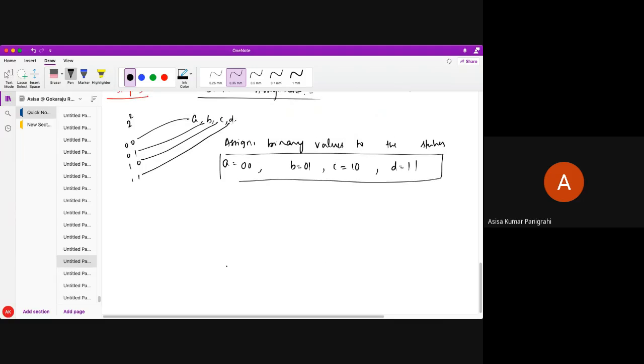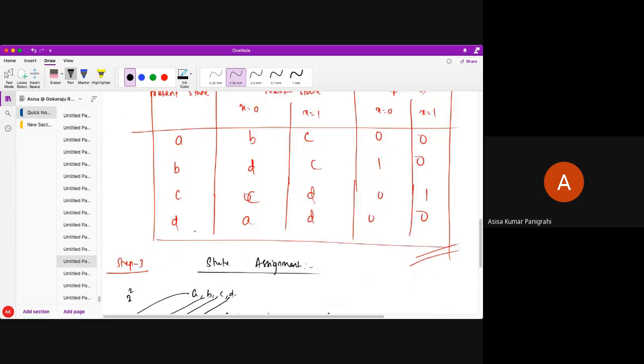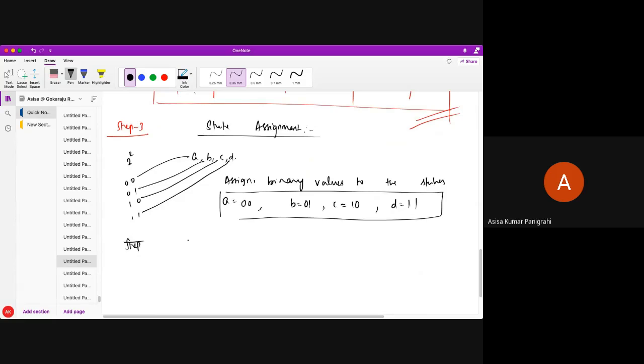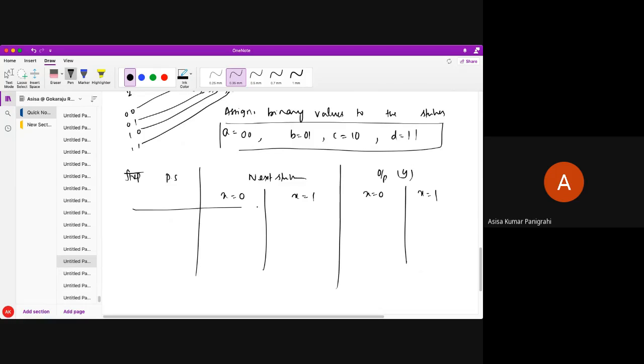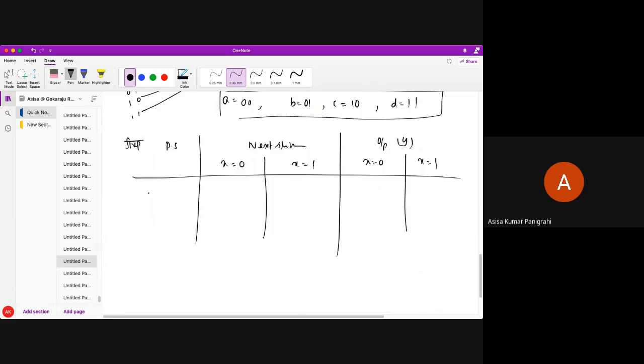Any doubt? Now, after that, what you need to do, students, is make the state table. After this assignment, you have to make the present state, next state for x equal 0, x equal 1, and output Y for x equal 0, x equal 1. So I'm doing it because it will be useful for you. There are how many states? A, B, C, D, which means 00, 01, 10 and 11.